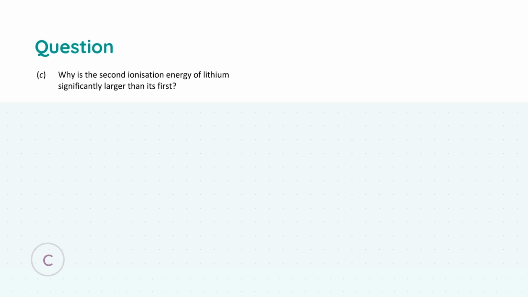Moving now on to part C, what we're being asked is a question on ionization energy. Specifically, why is the second ionization energy of lithium significantly larger than its first?